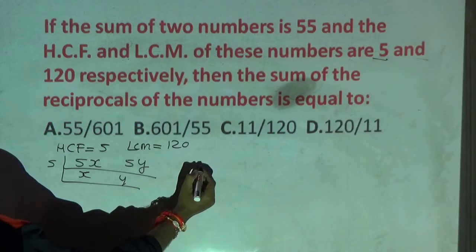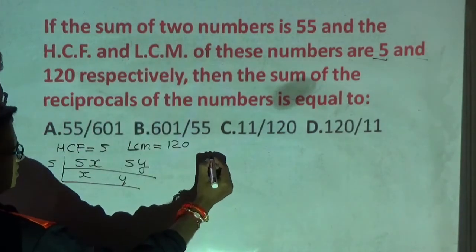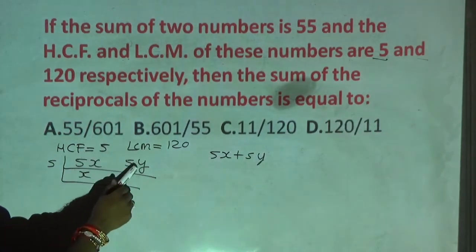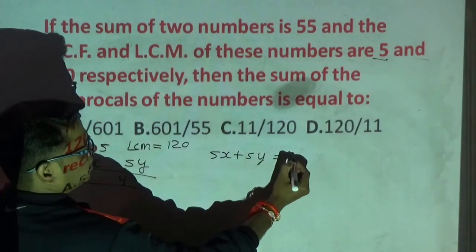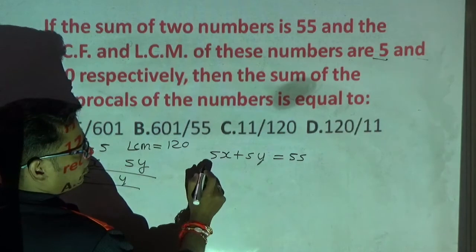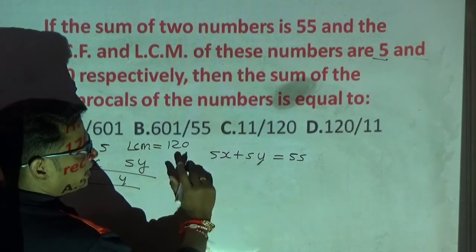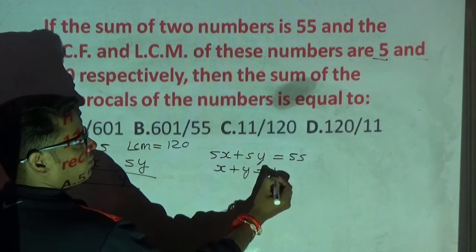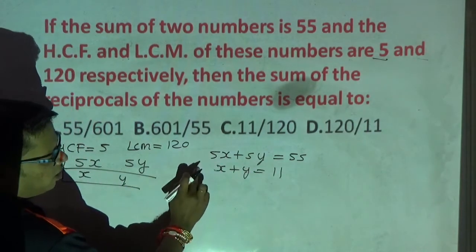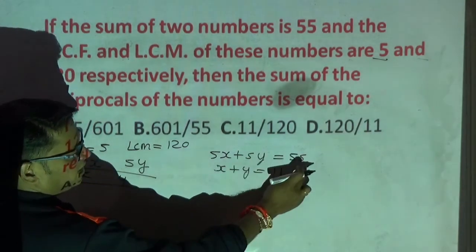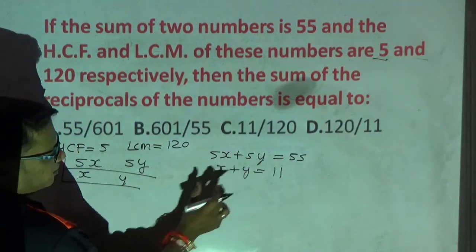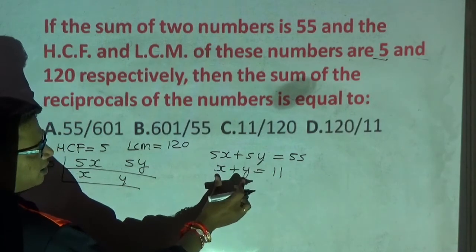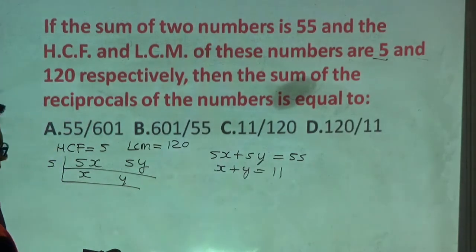They have already given the sum of two numbers, that is 5x plus 5y. What are the two numbers? 5x and 5y. Their sum they have given is 55. Now if I take 5 common, I am taking HCF common. So x plus y will be equal to 11, right? If I take 5 common, I can divide by 5; 5 elevens are 55. Now x and y are co-prime, because if I take HCF common, the remaining is co-prime.